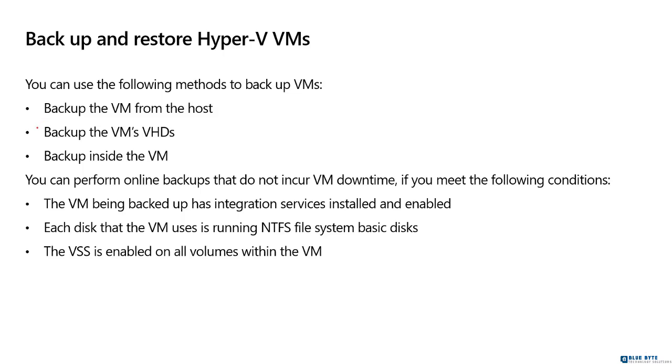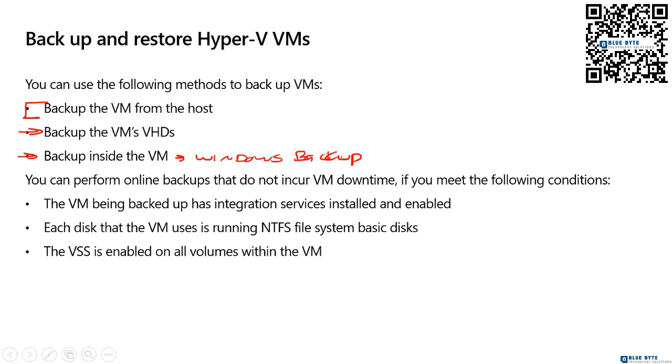Some unique things when it comes to backing up and restoring Hyper-V that we want to be aware of. You can back up the virtual machine from the host itself. That's an option. You can also back up the virtual machine's virtual hard drives. And you can back up inside the VM, which simply means that you install the Windows backup feature inside the virtual machine, and you log into the virtual machine and you configure your Windows Server Backup.